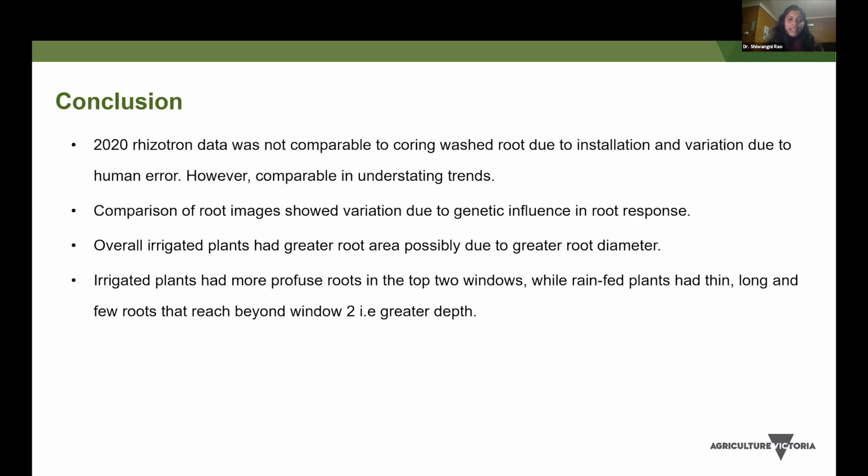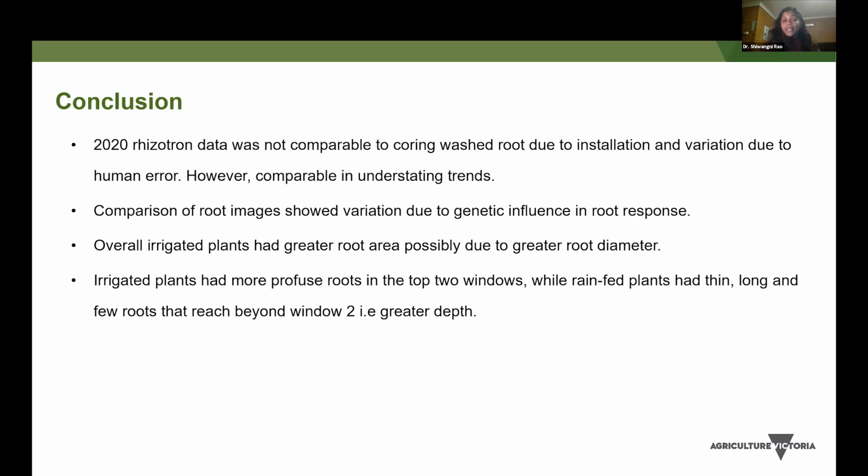In comparison, root images showed a variation from genetic influence, so we saw that root diameter, root length, root area, volume, and even branching angle seem to differ between the 5 varieties that were tested in the different treatments. And overall, irrigated plants just had greater root area, which was due to root diameter.